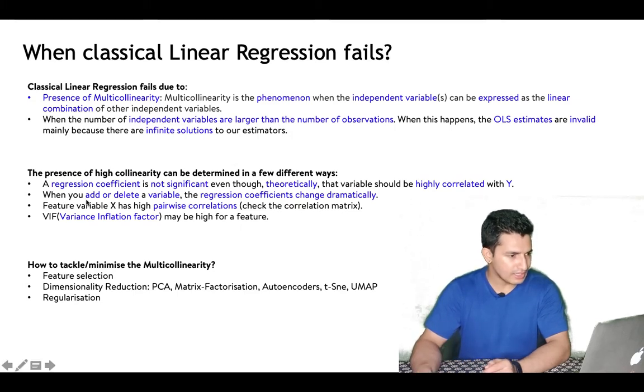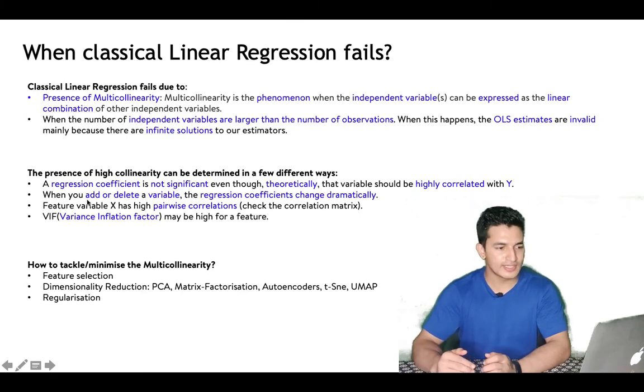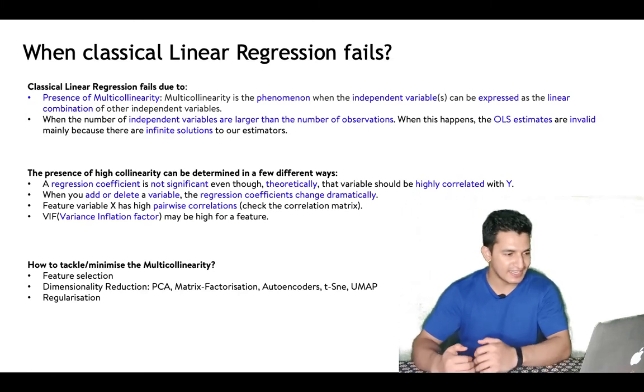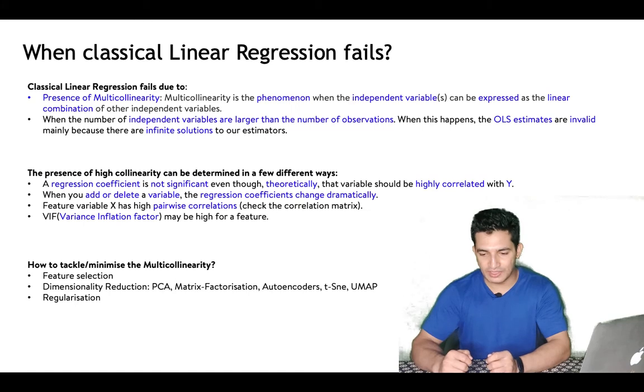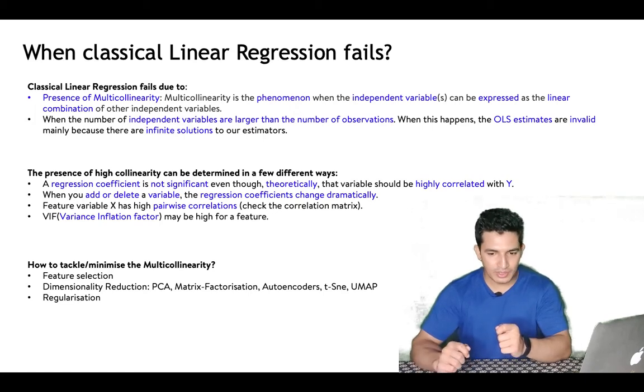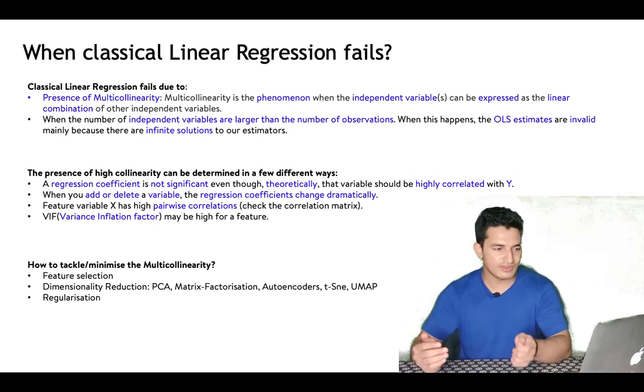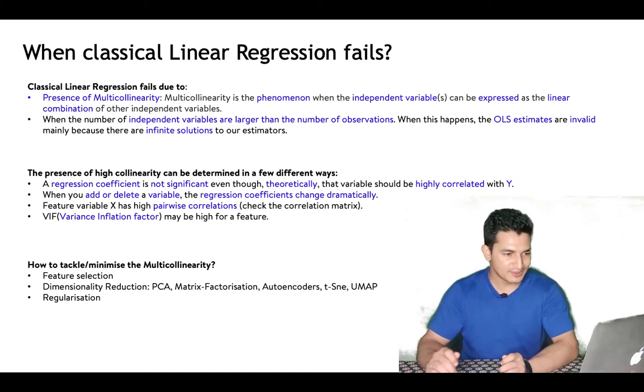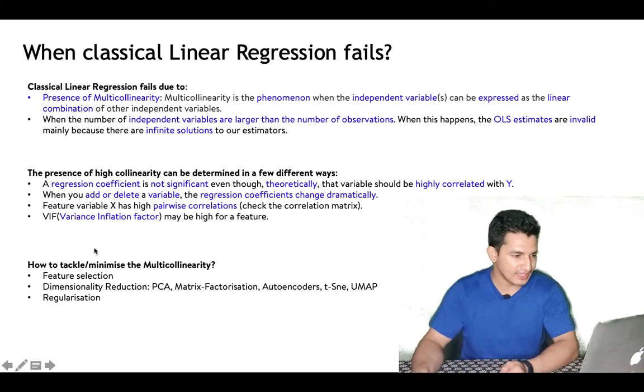Another indicator is when we add or delete a variable and the regression coefficients start changing dramatically. Like in the previous example, where one of the variables that should have been significant is not coming significant because of some other variable's presence. If we remove that other variable, this variable will start becoming significant. So insignificance is changing to significance, and also the coefficients can change dramatically. So this is an indicator that there is something wrong and maybe the presence of high collinearity in the data.